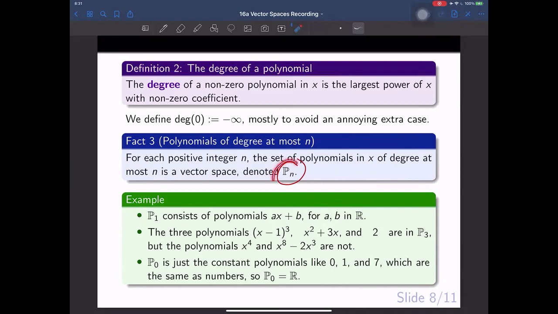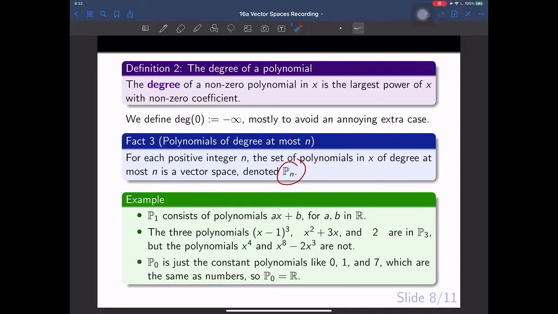This is the notation for the set of polynomials with degree at most n. P1 is the set of all polynomials of degree at most 1. So it consists of polynomials that look like this, ax plus b, where a and b are real numbers. P3 consists of cubic polynomials, quadratic polynomials, linear polynomials, and constant polynomials.